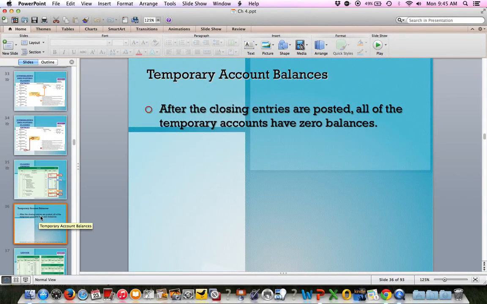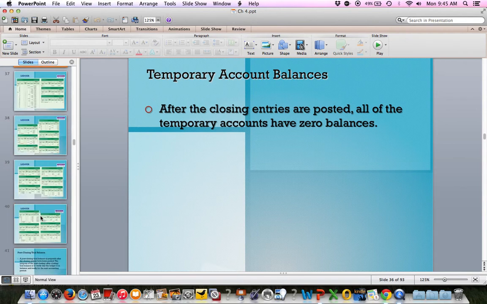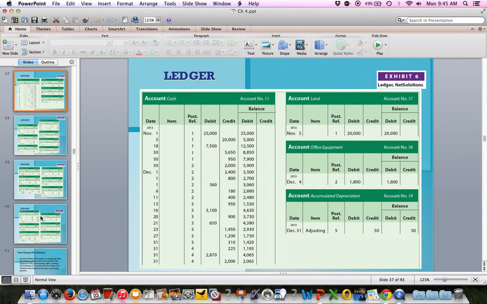So after the closing entries are journalized and posted, all temporary accounts, which are your revenues, your expenses, and the dividend account, should all have a zero balance. Okay, and so here is my ledger, and only permanent accounts should have a balance. So your permanent accounts are your assets, your liabilities, and your equity accounts.